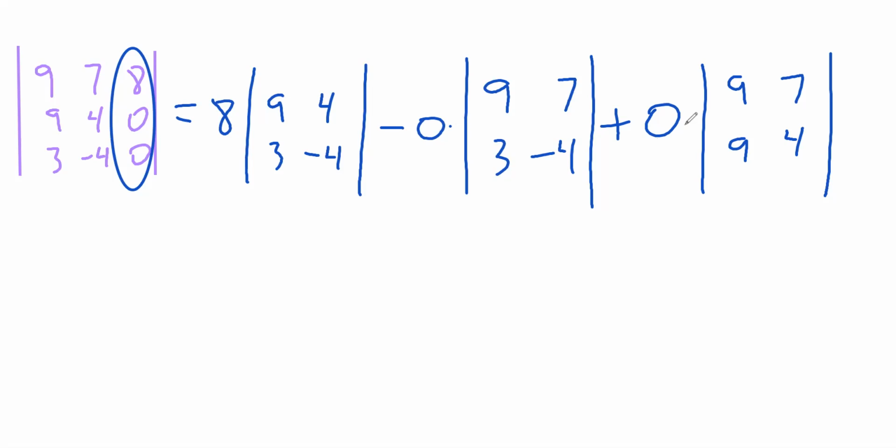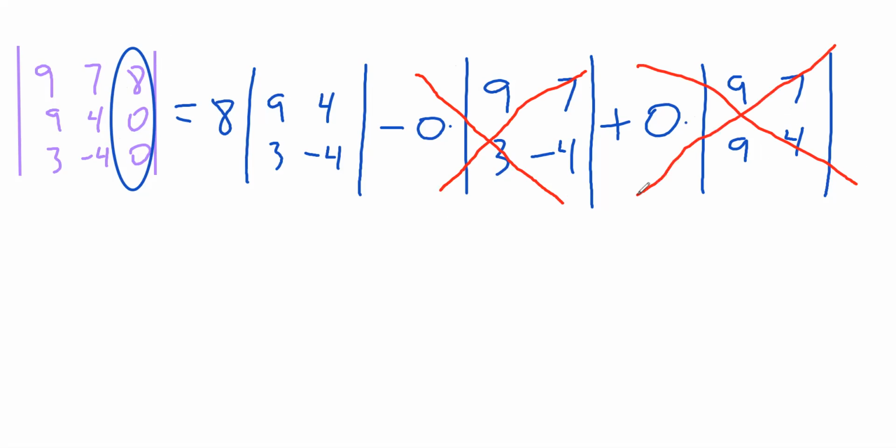But look at this wonderful business that's about to go down. This is 0 times this determinant. This determinant won't be 0, but it's being multiplied by 0. So this business right here goes away completely. Oh, happy day. That's exactly why I chose this column to expand along. And then over here, who cares what this determinant is? This just goes away. So we have a much easier go of things now.